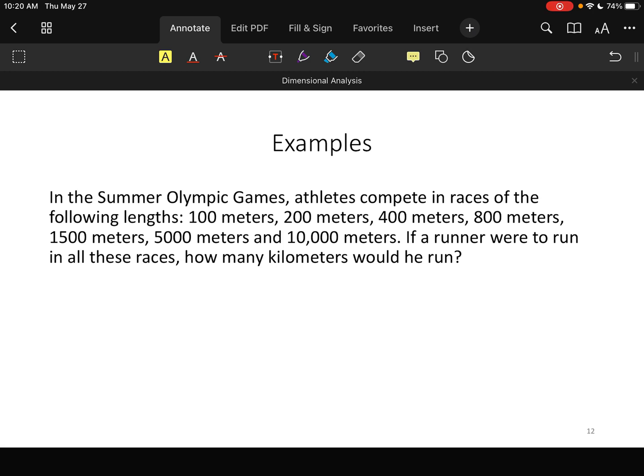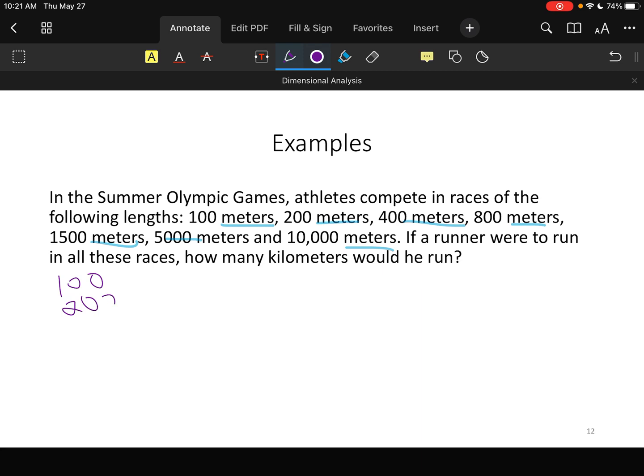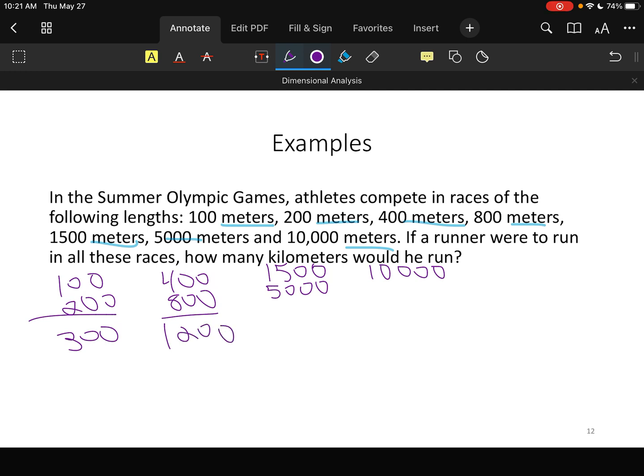Everything here is in meters, right? Meters, meters, meters. No problem. So what we're going to do is add up all the numbers. Take your calculator: 100, 200, 400, 800, 1500, 5,000, and then you got 10,000. Let's put this together. That's 300. This is 1,200. This is 6,500, and we're going to bring down that 10,000.